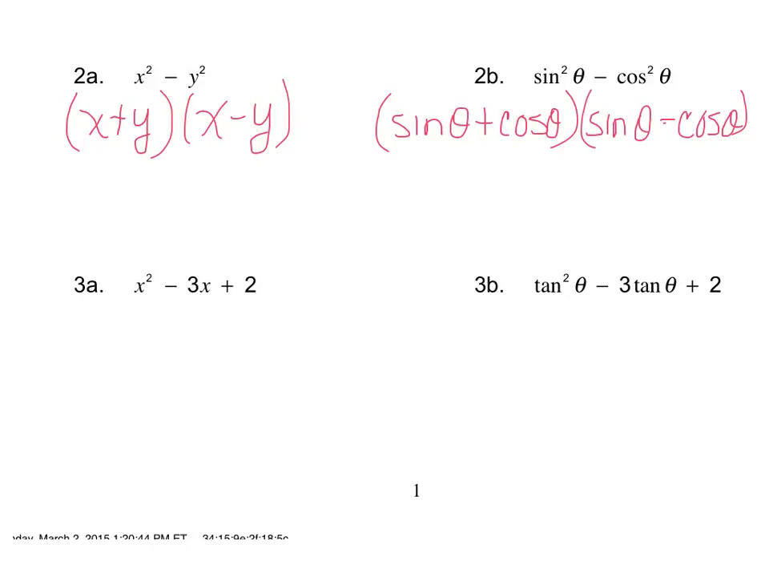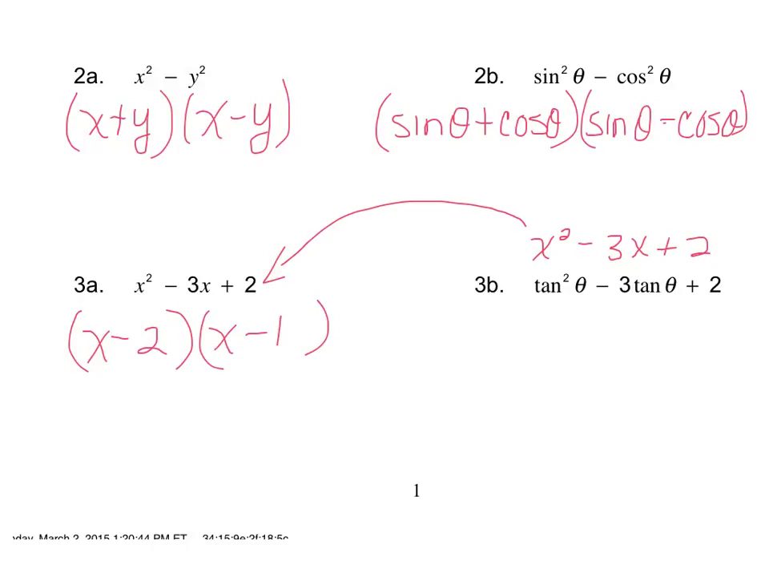Alright, 3a. I can't GCF, it's not difference of squares, so it looks like it's backwards FOIL. So I'm going to set up my two binomials. It's an x and an x. Factors of a positive 2 will give me a negative 3. You're correct, negative 2, negative 1. Alright, now let's look at something like that in terms of trig. Tangent squared of theta minus 3 tan of theta plus 2. Basically, if we think of tan of theta as an x, it's really like we have x squared minus 3x plus 2, which is exactly what we had in 3a.